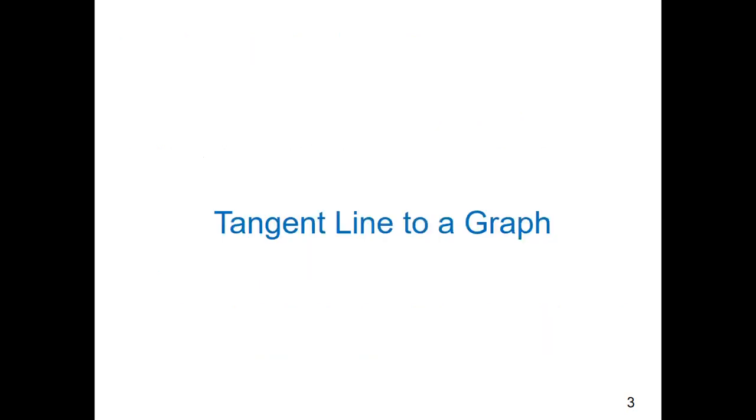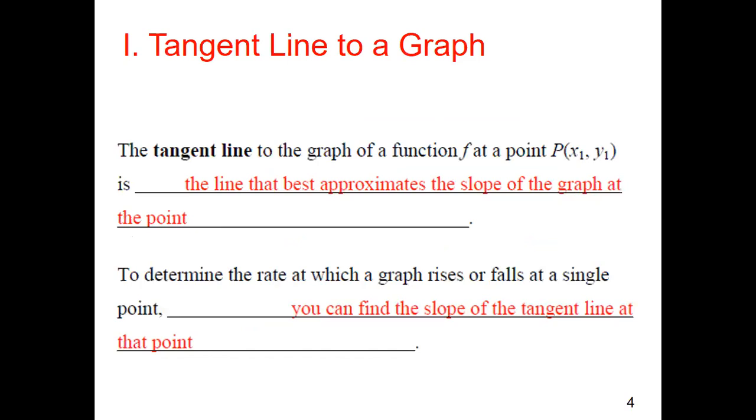All right, so tangent line to a graph. What we did in 12.2, that practice 4, was us finding the tangent line at x equals 4. The tangent line to the graph: if you're given the point x1 comma y1, the line that best approximates the slope of the graph at that point. So a tangent line is the slope approximately at that point.